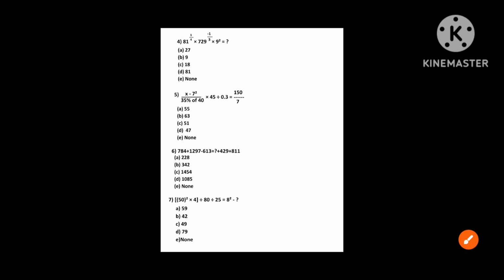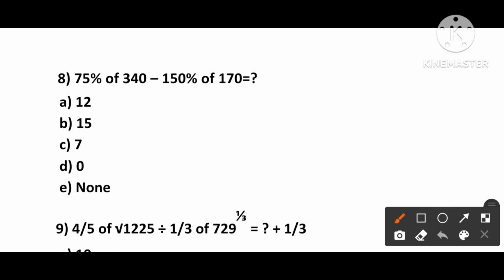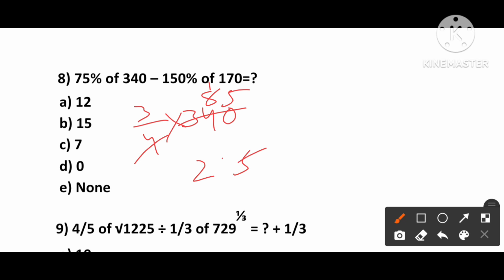Now we are moving to question number 8. Here we see 75% means 3/4 of 340. 4 8 times, which will be 32, and 20 means 5 times. 5 15 8 3 times 24 25. 255 is the answer for this one.